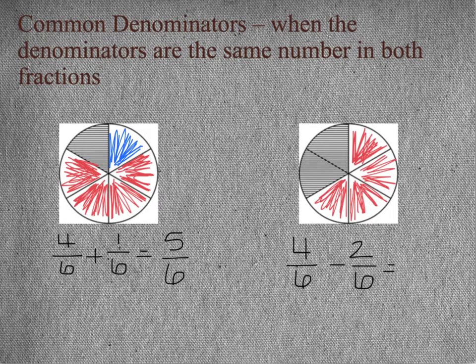In the second problem, I shaded in 4 of the 6 pieces, and then I'm going to subtract 2 of those 6. To do that in this case, I'm just going to color over them this way. And how many of my original red sixths do I have left? I have 2 of those 6 left, right here.